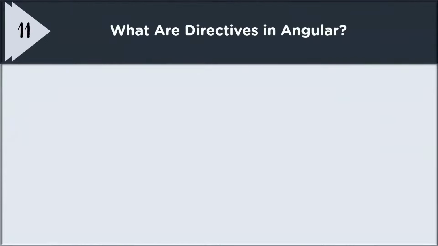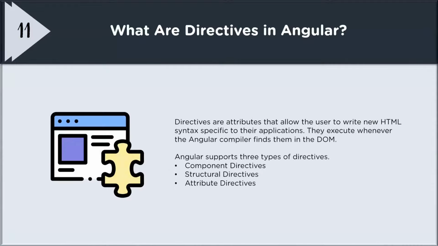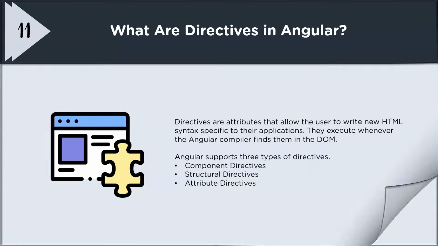What are directives in Angular? Directives are attributes that allow the user to write new HTML syntax specific to their applications. Now, these execute whenever the Angular compiler finds them in the DOM. Again, Angular supports 3 different types of directives. There are component directives, attribute directives, and structural directives.